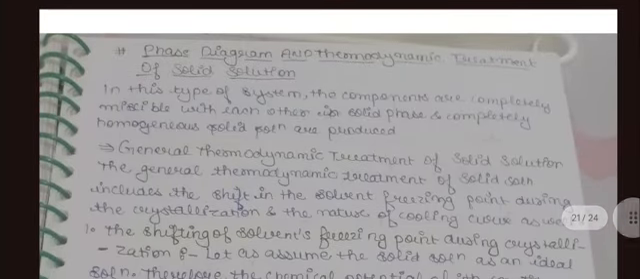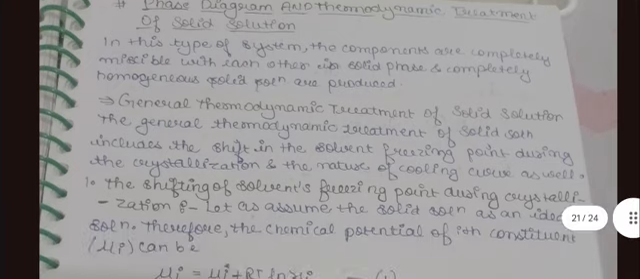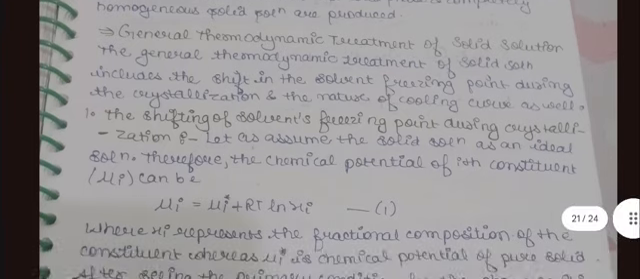Phase diagram. Thermodynamic treatment of solid solution. In this type of system, the components are completely miscible with each other in the solid phase and completely homogeneous solid solutions are produced. The general thermodynamic treatment of solid solution includes the shift in the solvent freezing point during crystallization and the nature of cooling curves as well.